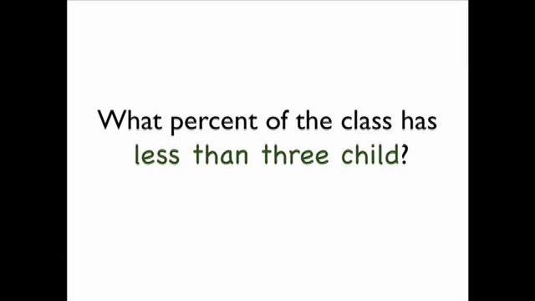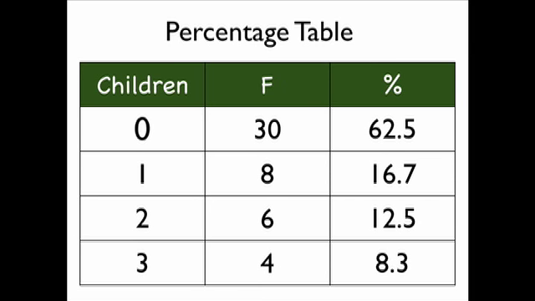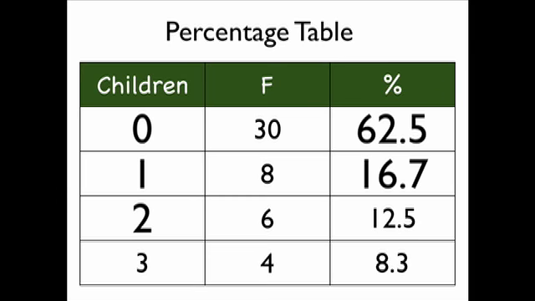What percent of the class has less than 3 children? Less than 3 means smaller than 3. 0 is smaller than 3, 1 is smaller than 3, and 2 is smaller than 3. So if we take the 62.5 with the 16.7 and the 12.5 and we add these percentages, we'll get the answer.